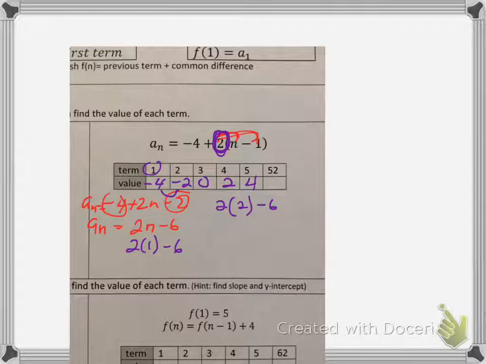But again, back down to that 52nd term, I have to go back to the formula. So 2 times 52 minus 6. Just punch it in your calculator. And when I do that, I get 98 for my 52nd term of this sequence. Okay, so we could have substituted right back into the original one like we did last time. It would have worked the same way. So if you like it that way better, that's okay. Or you could simplify it first and then substitute into it that way.